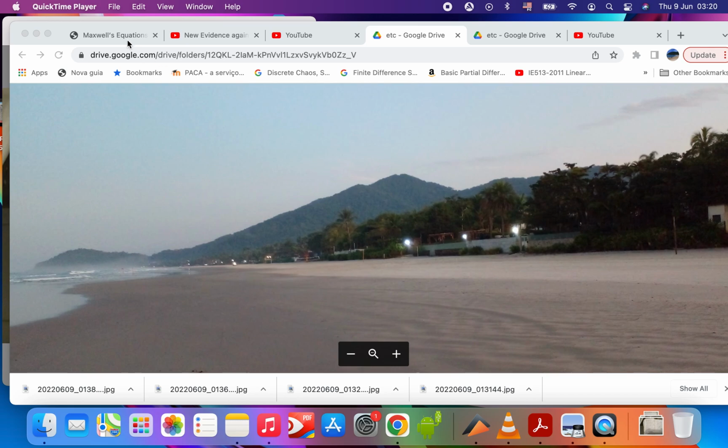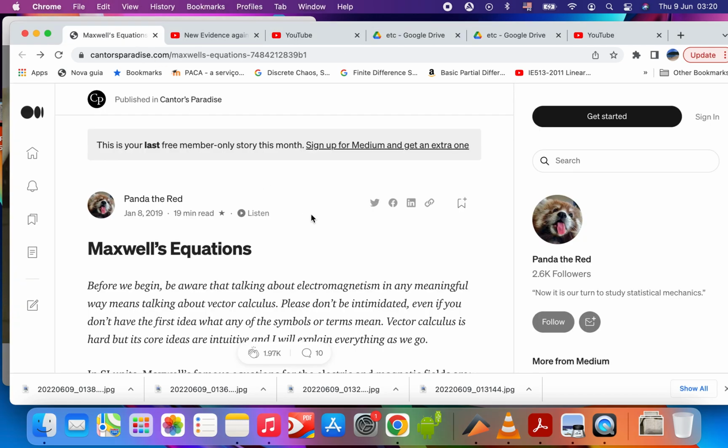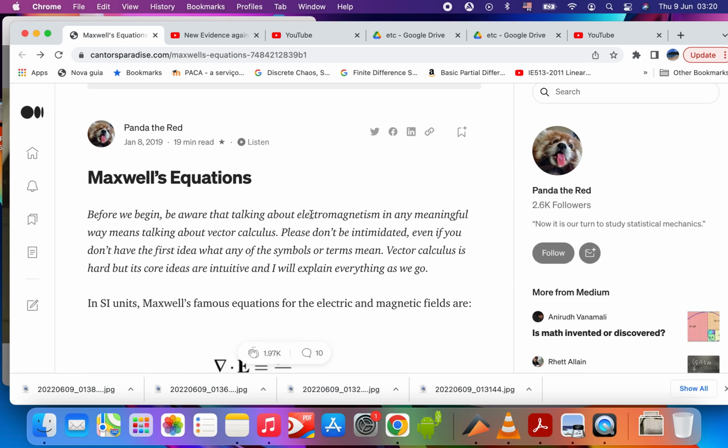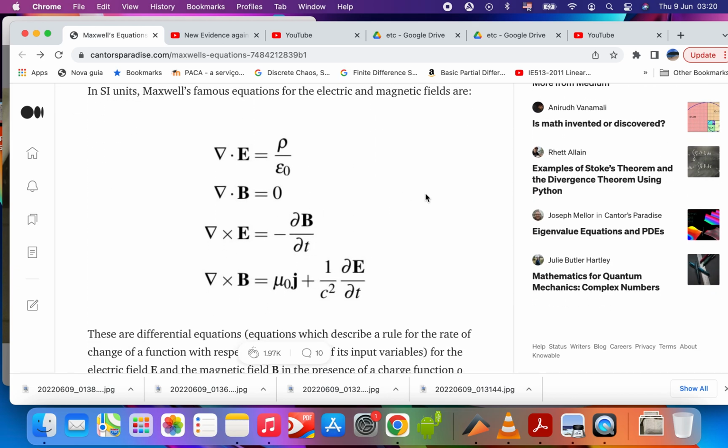Today we're going to celebrate Maxwell's equations, coming from Panda the Red, because Panda the Red kicks my ass in LaTeX. This is exactly what I mean. So here are Maxwell's equations. I'm going to celebrate them with coffee. And if you're not familiar, you're a lost cause.